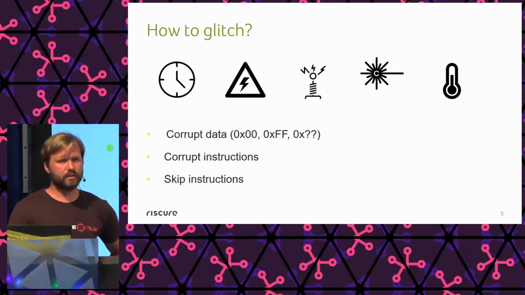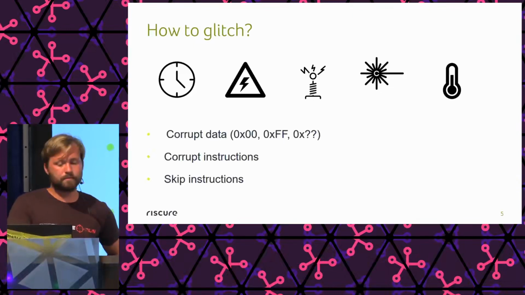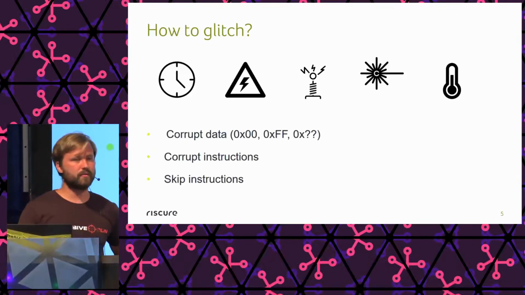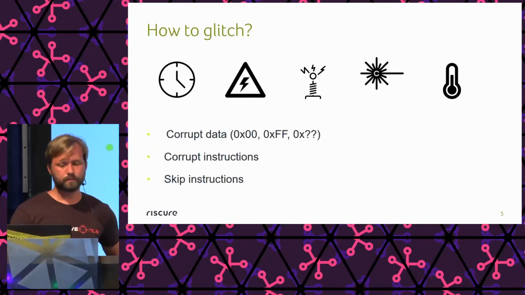So glitches are normally not fully random. We cannot just get any value when we glitch. It's often something quite specific. For example, zeros are quite common. Another option: we could corrupt an instruction, so instead of executing one instruction, we execute another one. Or, as a subset, we can skip an instruction.